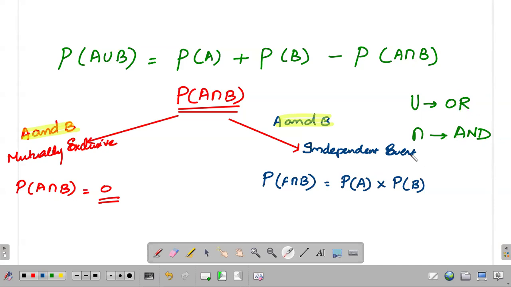Okay. So with this quick introduction, I have shared with you the basic equations and concepts which you should be familiar with before you solve the questions presented in front of you.